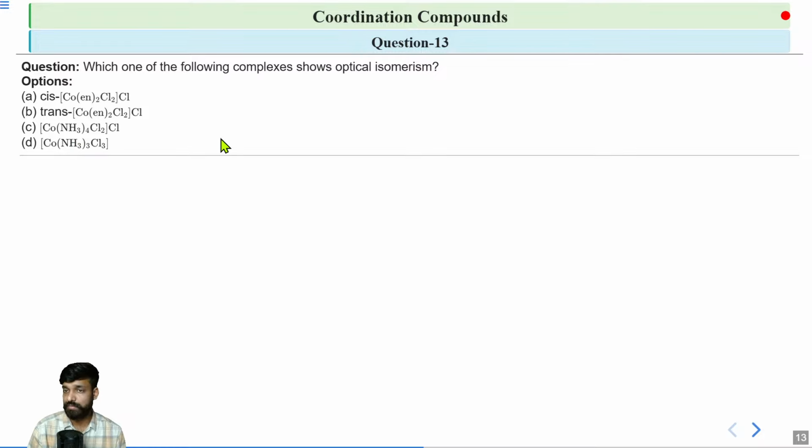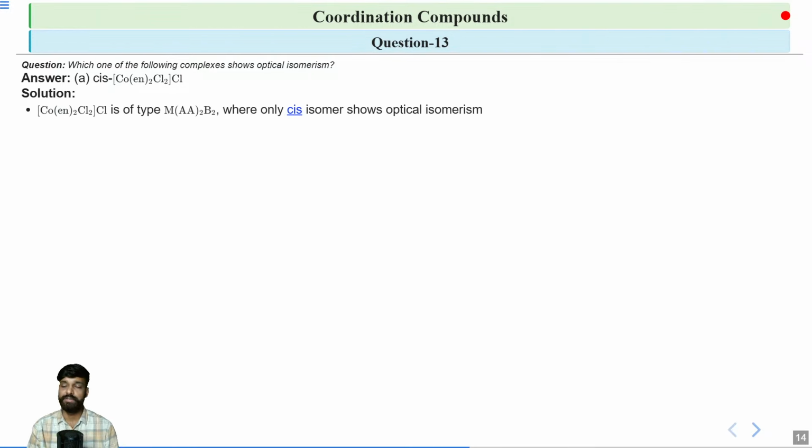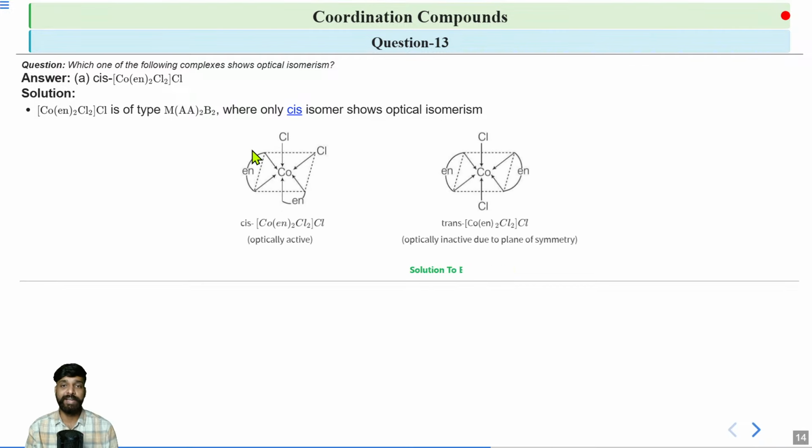Okay. So moving on to the correct answer, it will be option number A, which is [Co(en)2Cl2]Cl. So let us see the solution. So this given complex is of the type M(AA)2B2. So this AA is representing a bidentate ligand where both the donor sites are the same, or the ligand is symmetrical in nature, and B is representing two unidentate ligands.